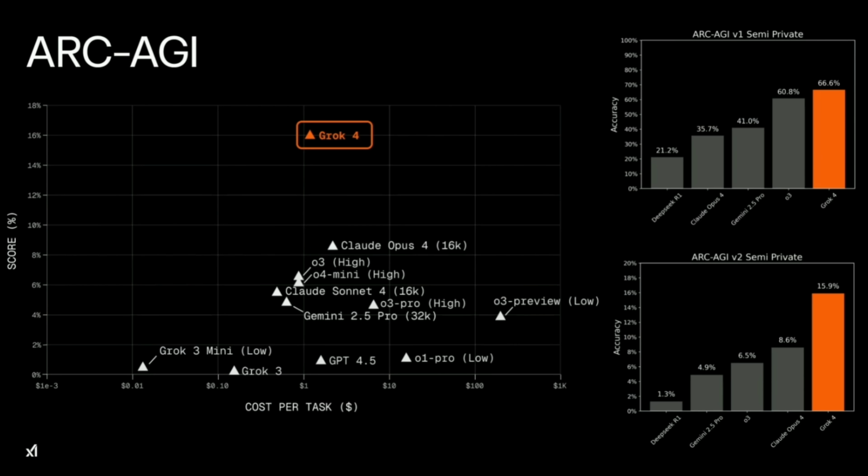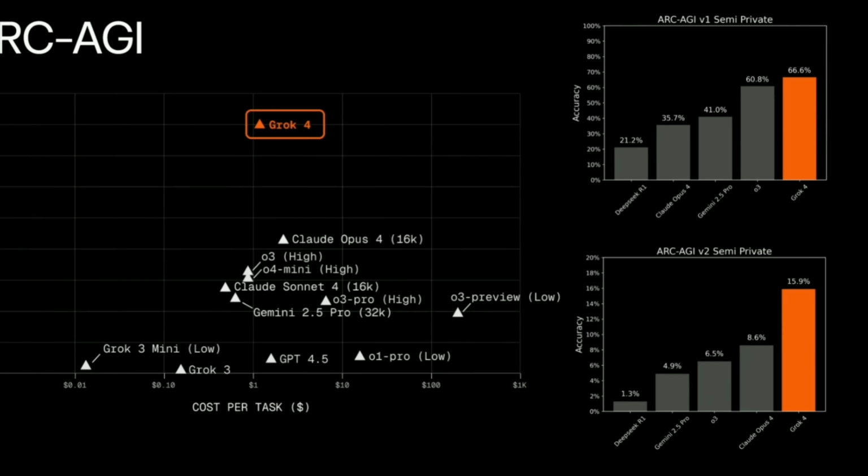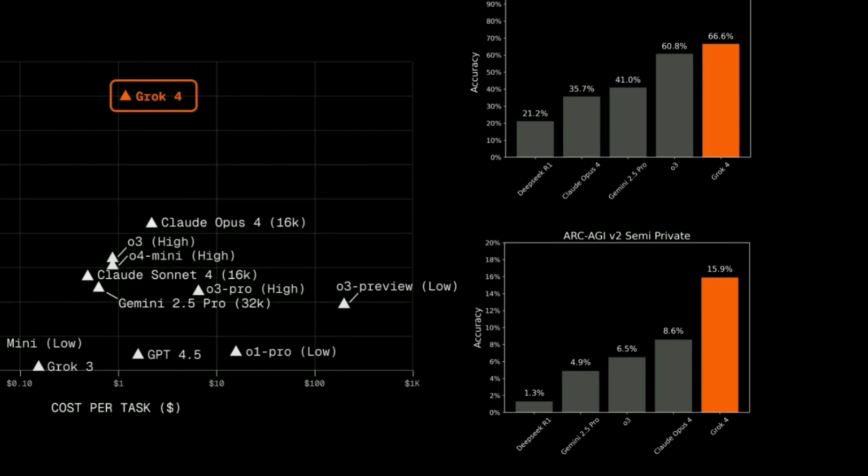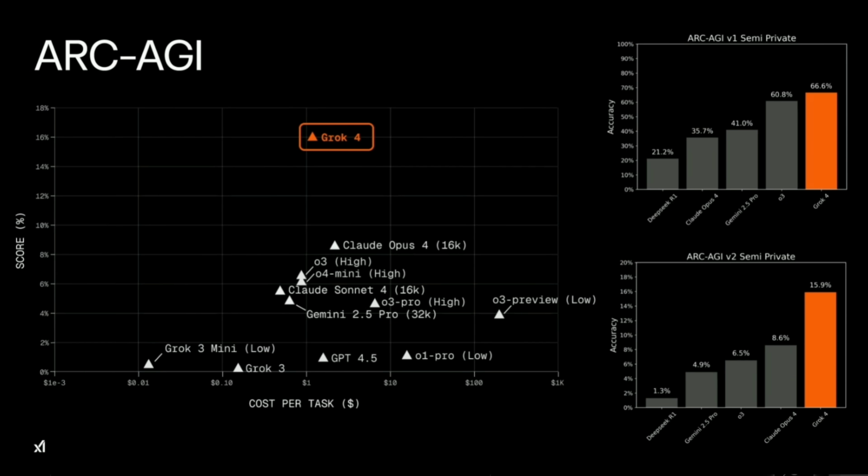But this is the part that should have everyone freaking out. On a harder version of the test, ARC-AGI V2, look at the gap. The second best model, Claude Opus 4, scores 8.6%. Grok-4 scores 15.9%. It's not just a little better. It has nearly doubled the score of its nearest competitor on a test of pure reasoning.